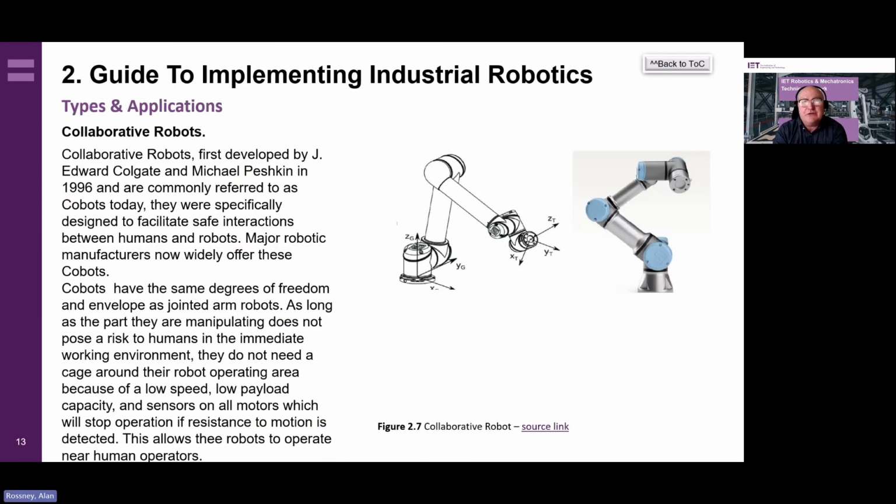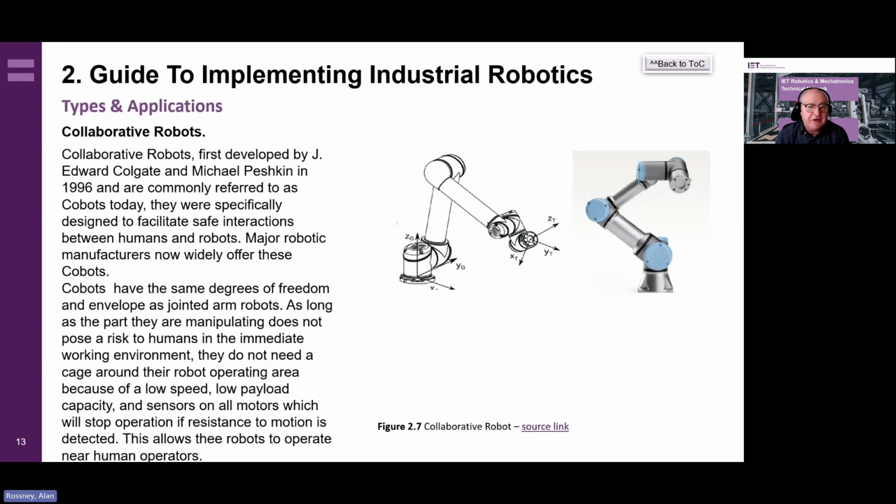Collaborative robots then were first developed by Edward Colgate and Michael Peshkin in 1996. They're commonly referred to now as cobots. They're specifically designed to facilitate safe interactions between humans and robots. Major robotics manufacturers now widely offer these. They have the same degrees of freedom and envelope as a jointed arm robot. As long as the part they're manipulating does not pose a risk to humans in the immediate working environment, they do not need a cage around their robot operating area.